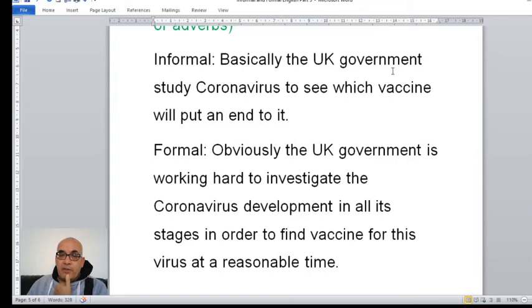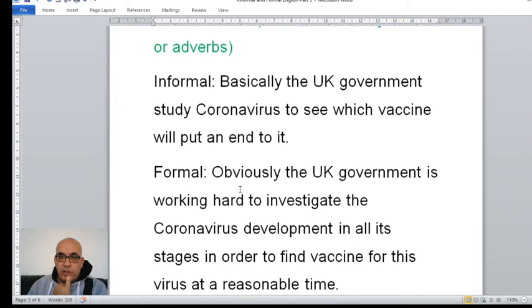Basically, the UK government studied coronavirus to see which vaccine will put an end to it. So this sentence is informal. How do I make it formal? I change basically to obviously, and here the UK government studied coronavirus, I say is working hard to investigate. So I'm using investigate, which is a formal verb. It's better than study. Study means investigate, but study is informal. Investigate is better. It is higher. It is formal English.